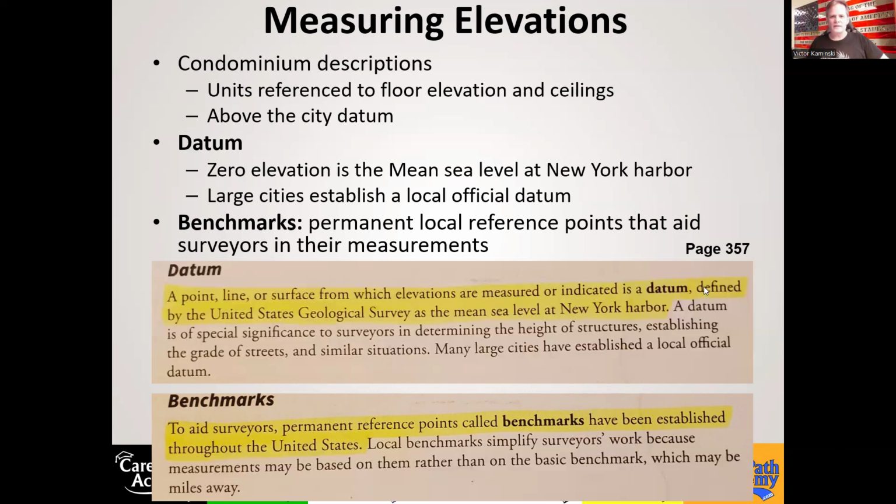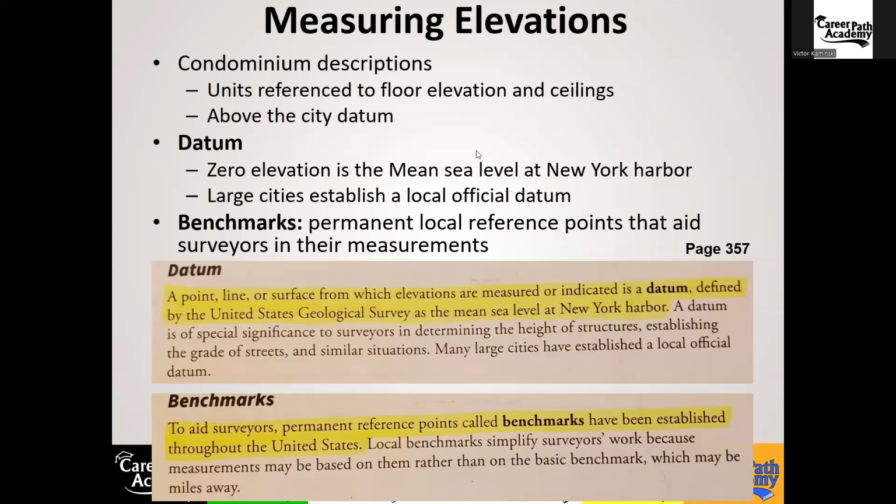All right, and then I'll pause the recording and we'll break for lunch. All right, so let's see. We finished off here. We left off with highlighting this. You guys got these highlights about the datum and the benchmark? Page 357. Yeah, one second. Okay. All right.